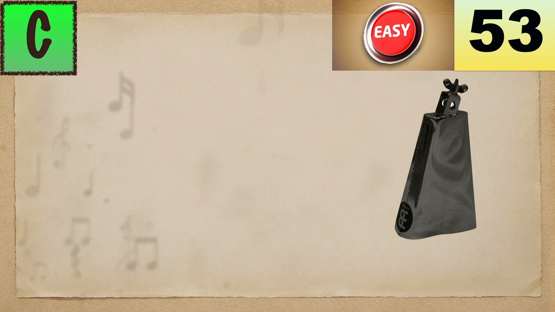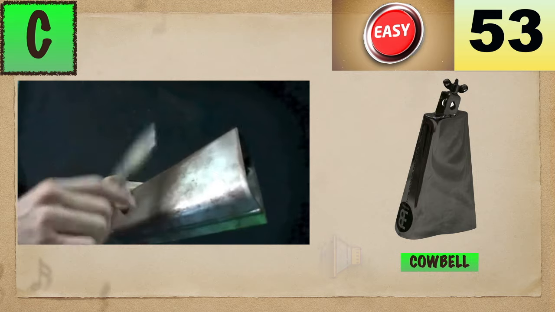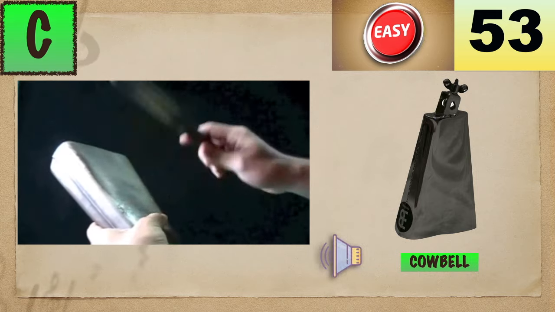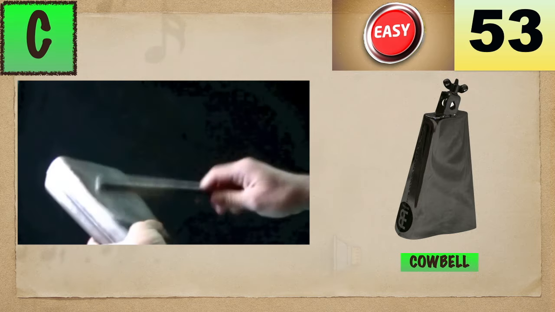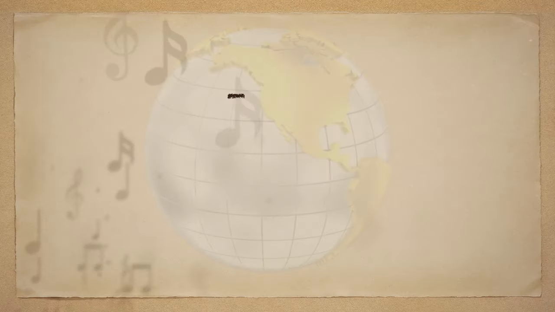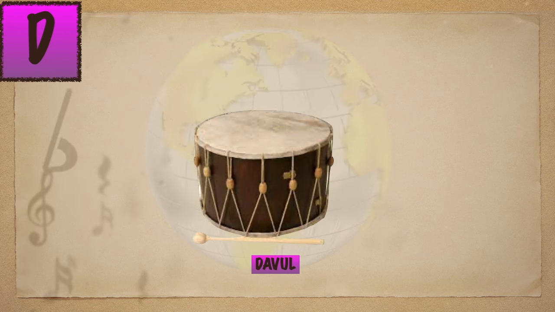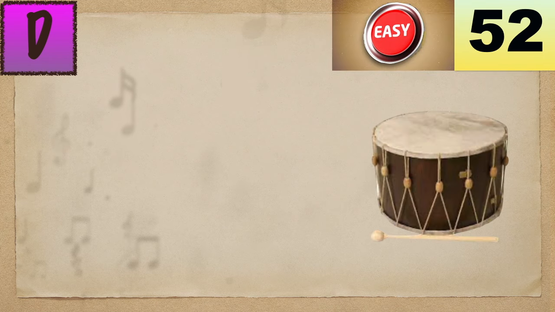Cowbell. The D musical instrument. Davul.